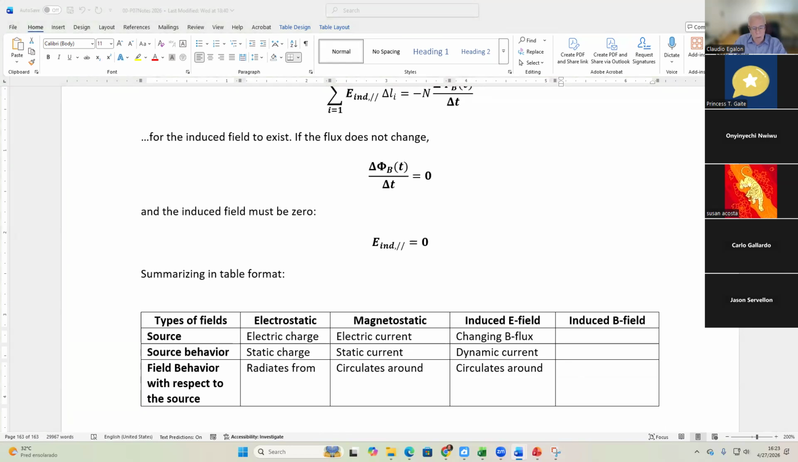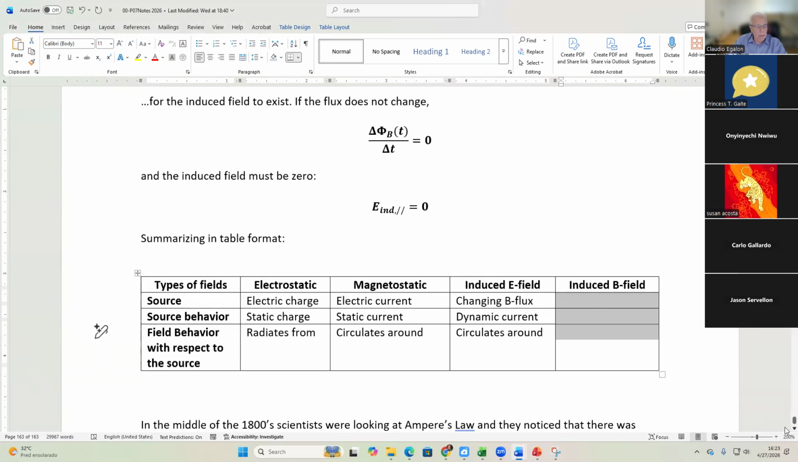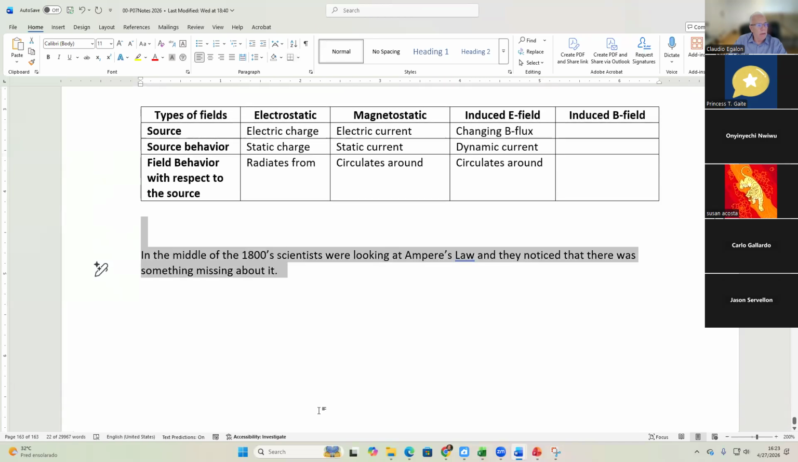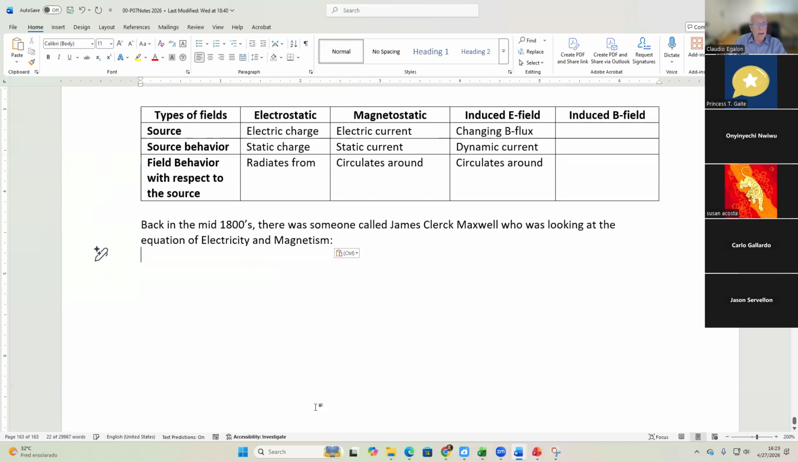Now, we can go back to Ampere's law. Okay? Back in the mid-1800s, there was someone called James Clerk Maxwell who was looking at the equations of electricity. These four equations of electricity and magnetism.